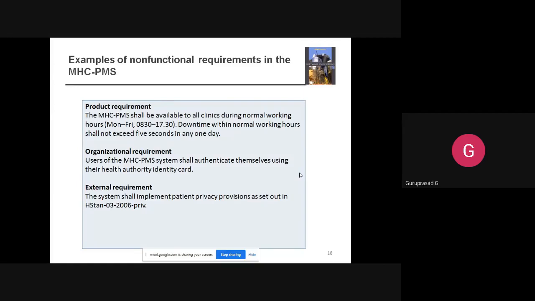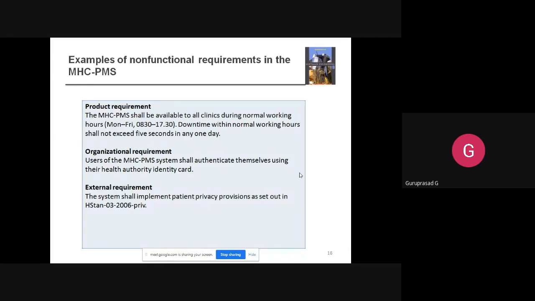Examples he has given, again a case study with respect to the MHC patient management system. Product requirement, let me read that one. A product requirement may be like this: the system shall be available to all the clinics during normal working hours. Downtime within the normal working hours shall not exceed 5 seconds in any one day. So this is a product requirement. Remember, this is a non-functional requirement with respect to the software. It tells that the software has to be available during normal working hours.